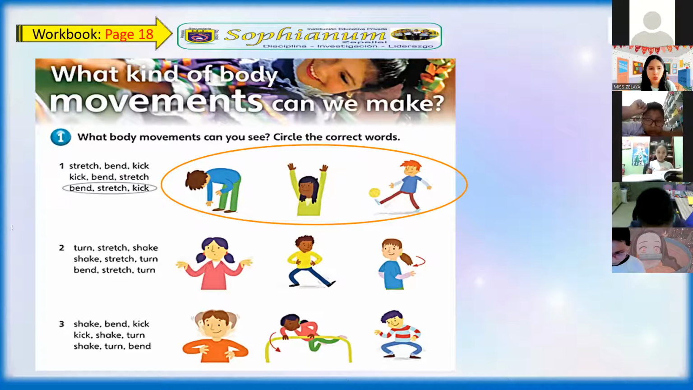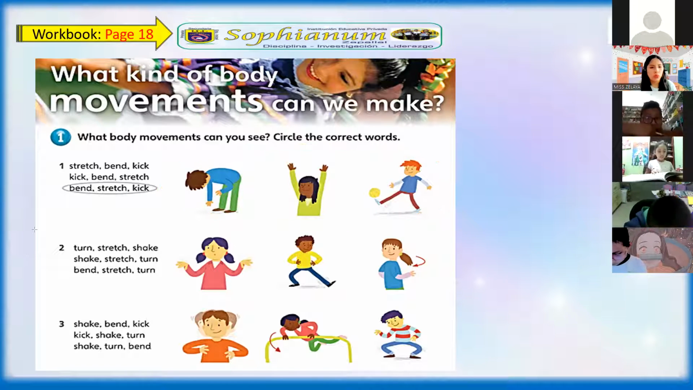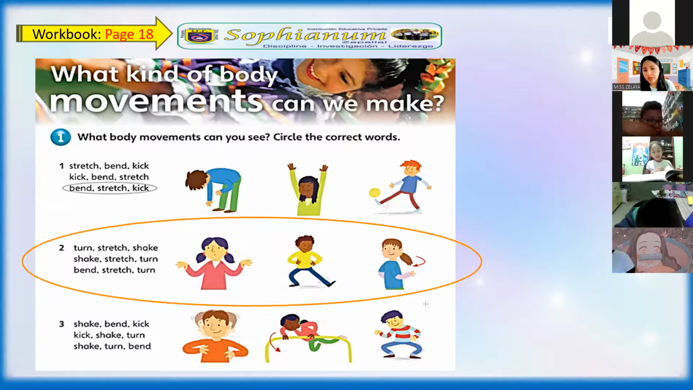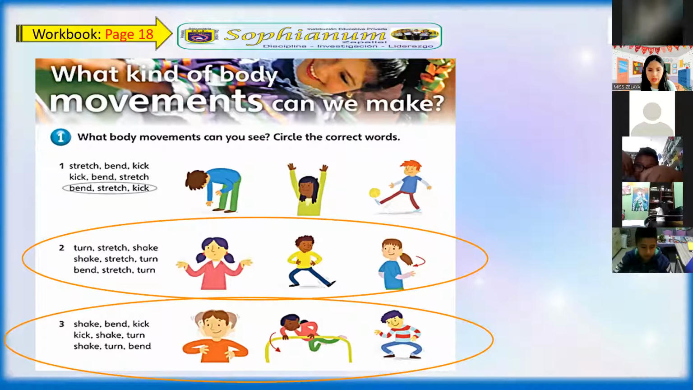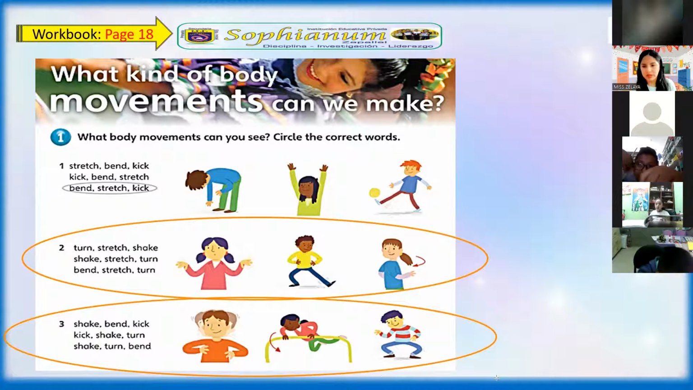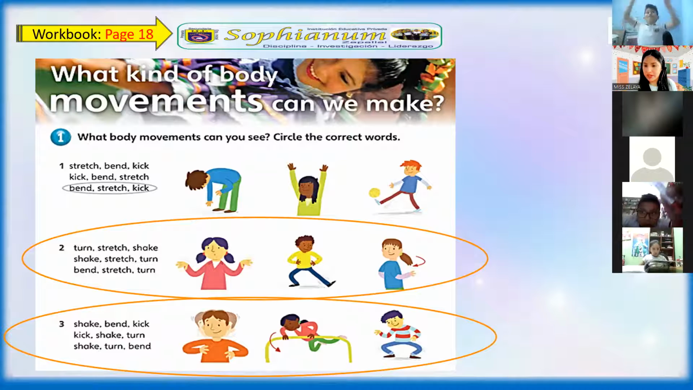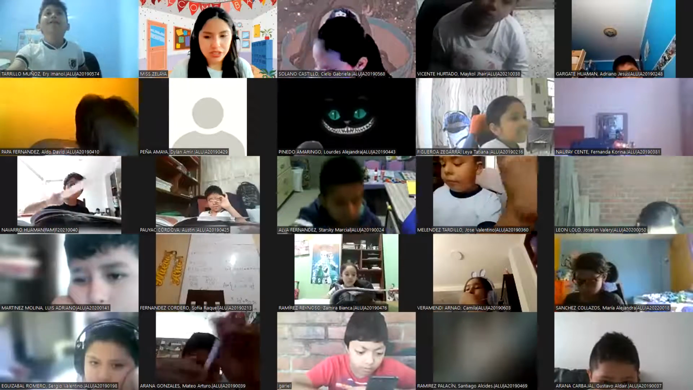In number two, what are the correct movements? Do it alone, van a hacerlo solitos, the number two and number three, mientras que yo tomo asistencia. Okay, chicos? Yes, I finish. Oh, excellent. Very good. Remember to say I finish, miss.